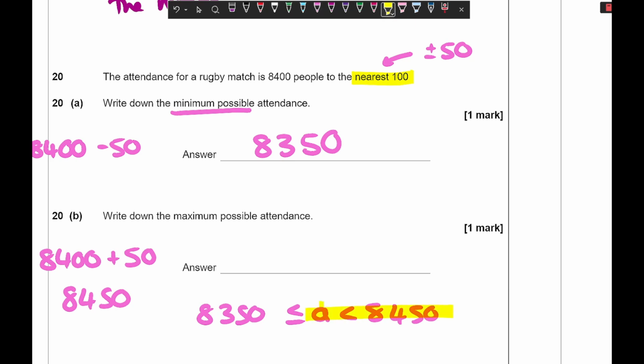So A has got to be smaller than 8450. Now because we're talking about people and humans, you can't have half, so you can't have decimal numbers. So we're looking for the biggest integer that is smaller than 8,450, which in this case is going to be 8449. So if it was continuous data, we'd be looking at 8,450, but because we're looking at integers and whole numbers and discrete numbers, then we need to take away 1, so that's why my answer is 8449, not 8450.